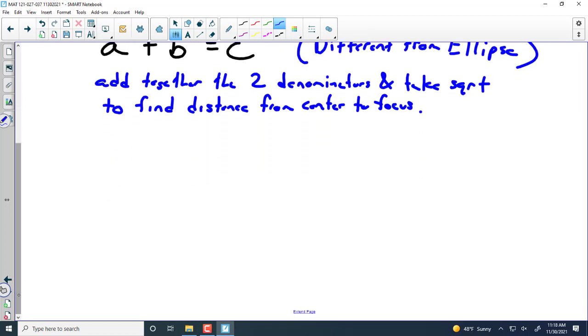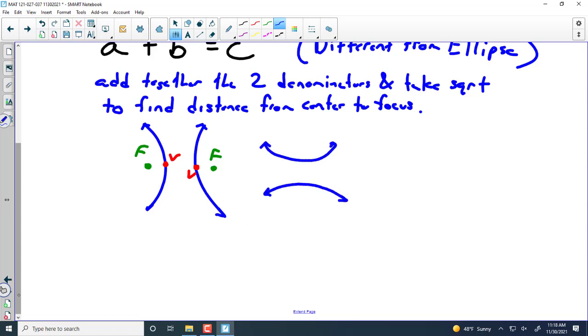So where are they? They're like this. If you have one that opens like this, you'll have a vertex here, you'll have a vertex here, and somewhere out here you'll have one focus, and somewhere out here you'll have another focus. If it opens up and down, you'll have a vertex here, you'll have a vertex here, and somewhere down here you have a focus, and somewhere up here you have a focus. That's how you find them.